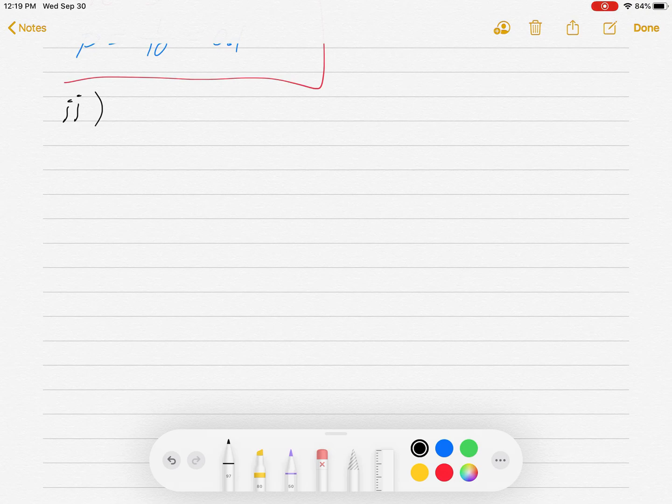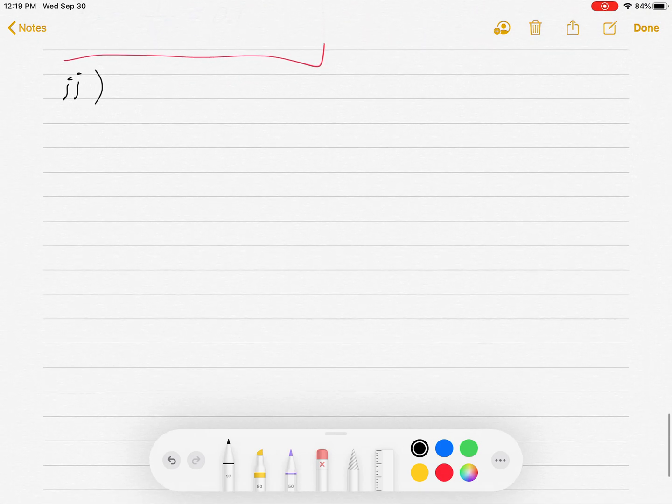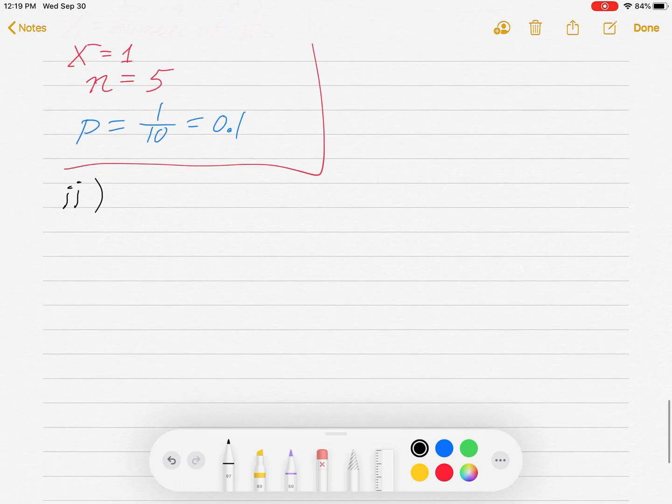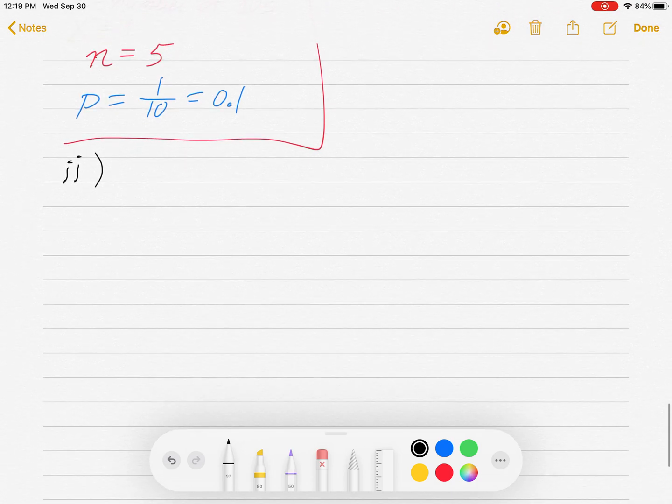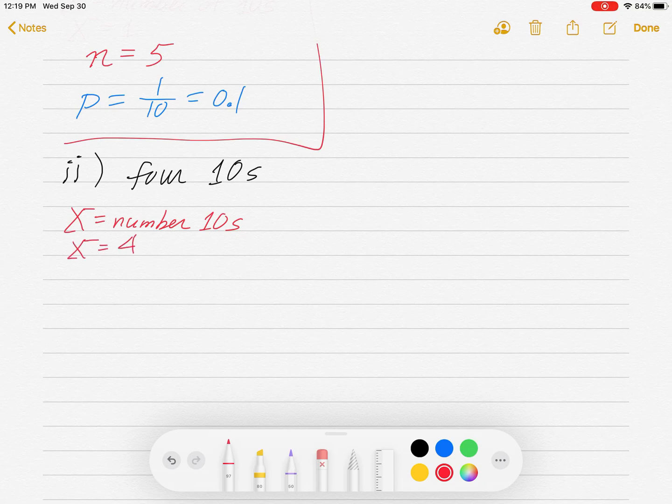Okay, number 2. Same situation. You've got a 10-sided die that you're rolling 5 times. What's the probability of getting four 10s? So again, x is the number of 10s we're interested in getting. So we want x to be 4. We know there are a total of 5 trials. We're rolling that 10-sided die 5 different times.